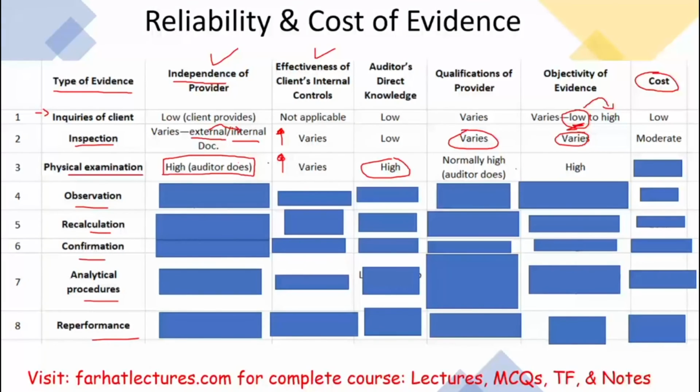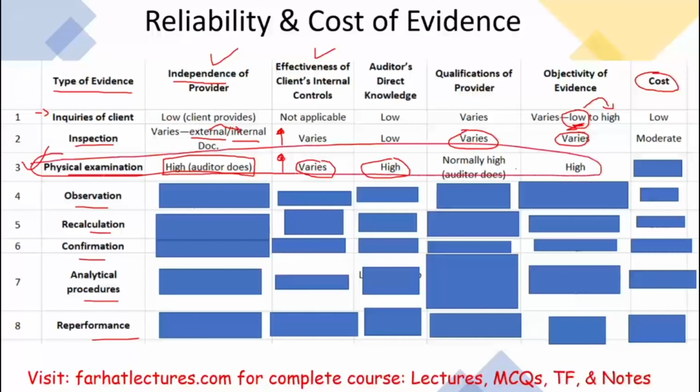So notice, physical examination, assuming you have good internal control, is good evidence. Notice the independence of the provider is high, the auditor's direct knowledge is high, the qualification is high, and the objectivity is high. As long as the internal control is good, this is a good type of evidence. And the cost is high though. Physical examination is high, and we'll talk about why later.